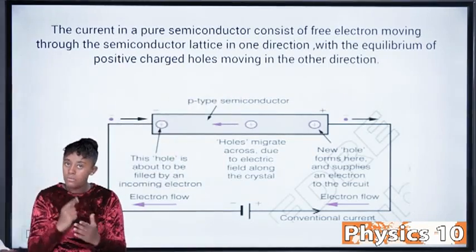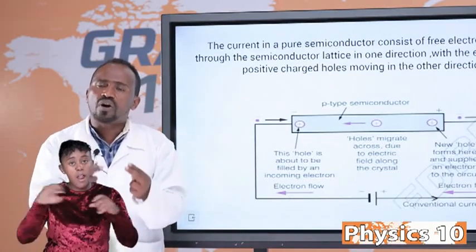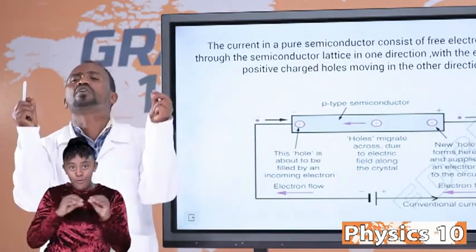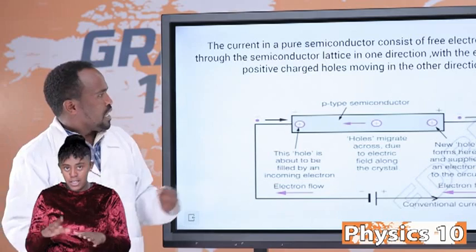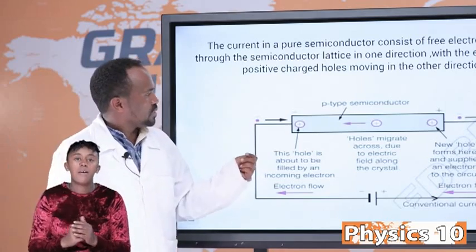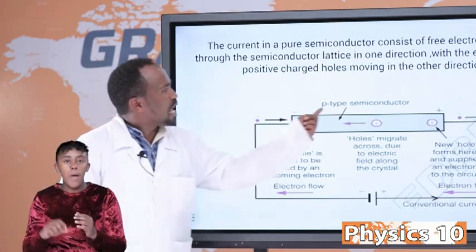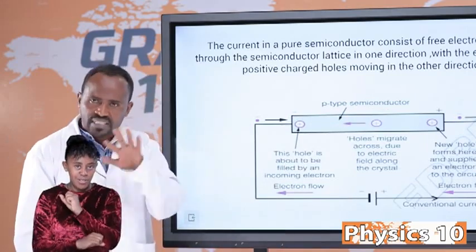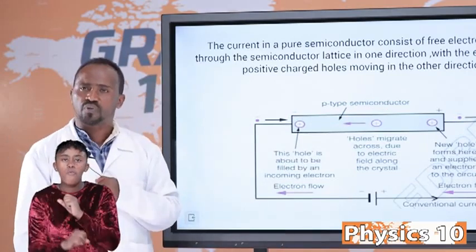Look at this one. We say that an electron and a hole are moving in opposite directions. Where there is an electron, there is a positive hole. P-type semiconductor is formed. We will see later how a P-type semiconductor is formed.